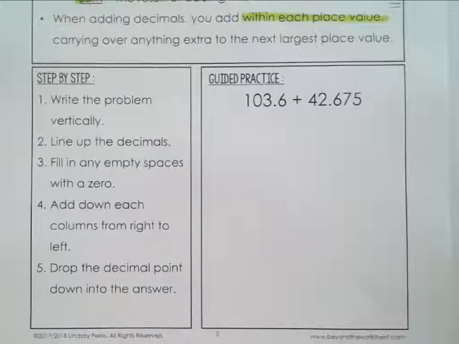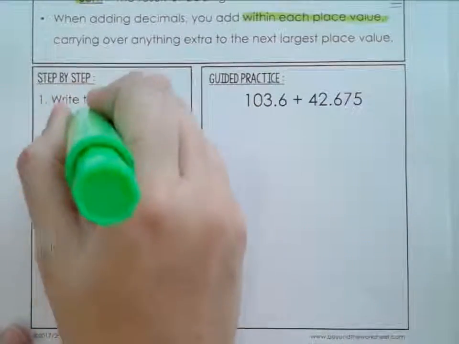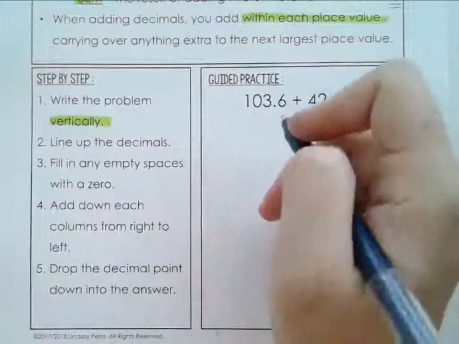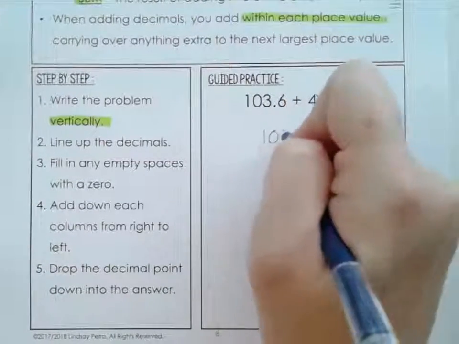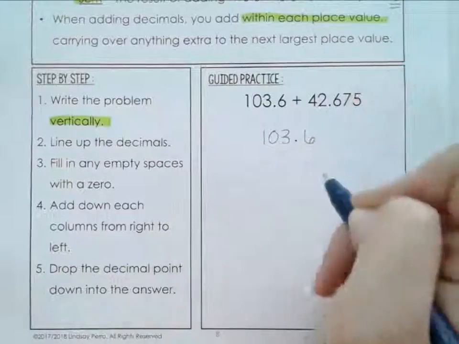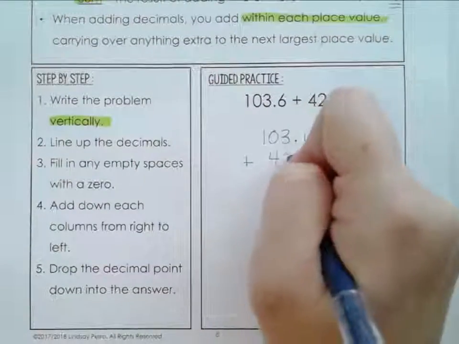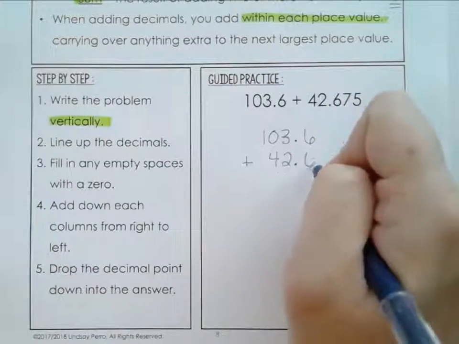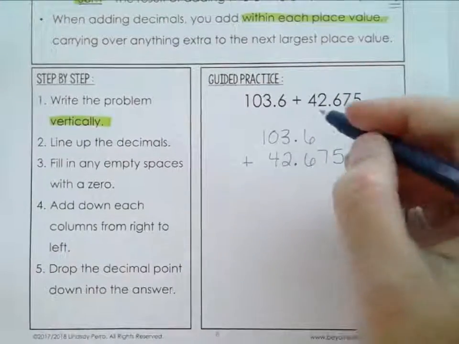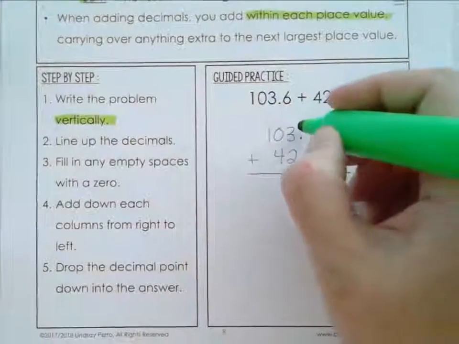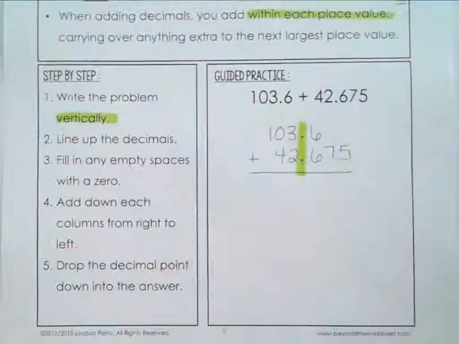Your first step is to write the problem vertically. So I'm going to take this problem over here and I'm going to write the 103 and 6/10 first, and then underneath I will write 42 and 675 thousandths. And if you notice, my decimals are in line with one another.